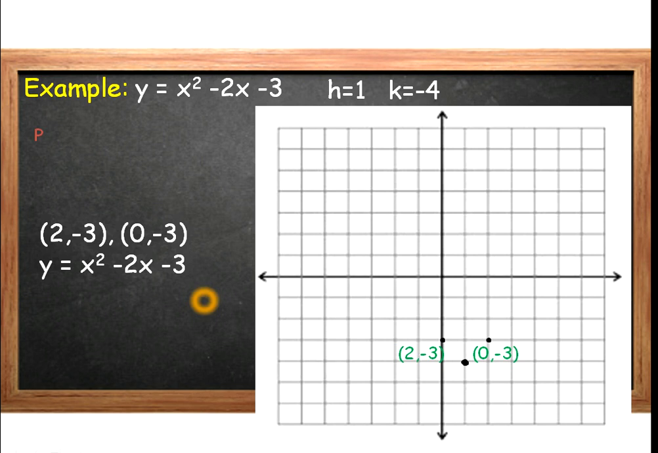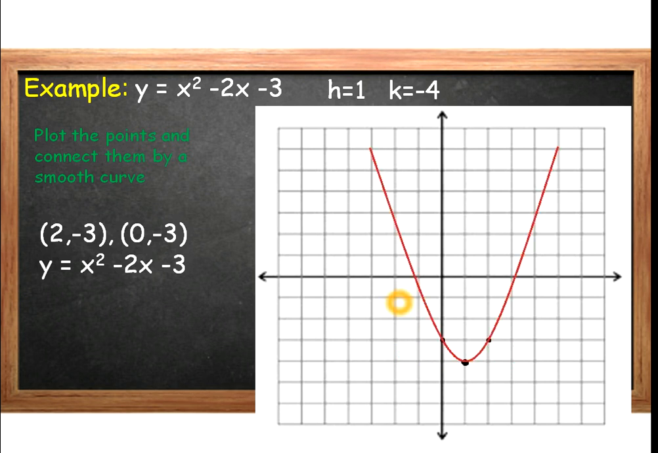The last step is we have to connect them by forming a smooth curve. This graph will now be the graph of the function y is equal to x squared minus 2x minus 3. Let's take another example. y is equal to negative x squared plus 4x minus 1.